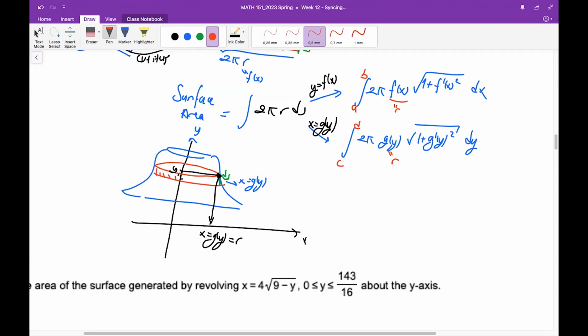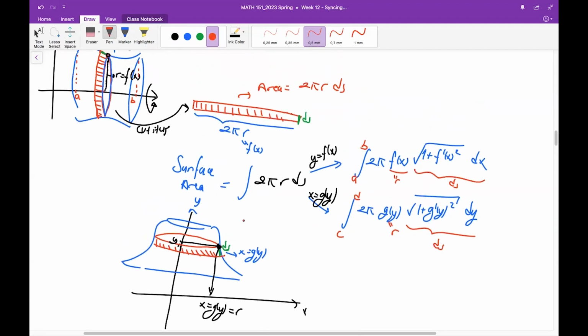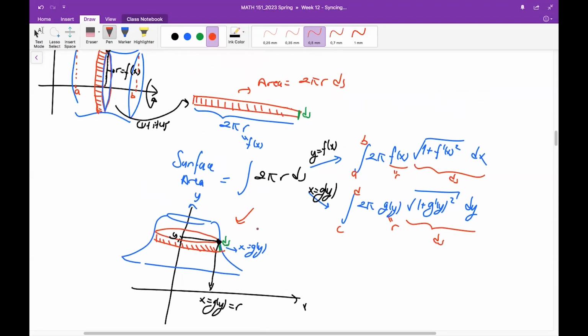So 2 pi r ds, and the formula for ds takes this form in terms of y, okay? So this part is totally coming from ds. This is the summary of what's happening for the surface area. You have two ways to go. Be careful. If your curve is given in this form, you will use this version. If your curve is given in this form, you will use the second version, in which everything is with respect to y.